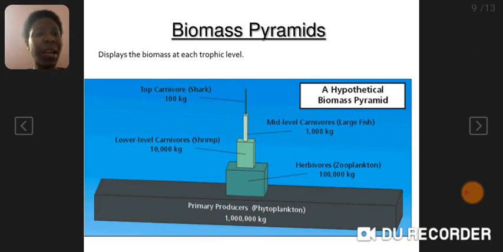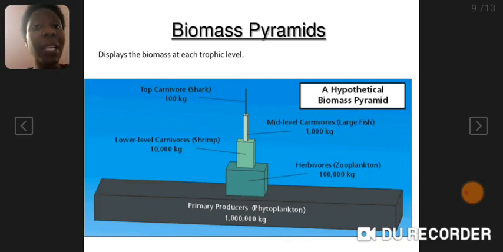Now, what do you observe? When we're talking about biomass, we mean that if you draft a unit area of that ecosystem, and you weigh the mass of all the phytoplankton in that one unit area, if you calculate all of them, put all of them together, the summative value will come up as what? 1 million kilogram.